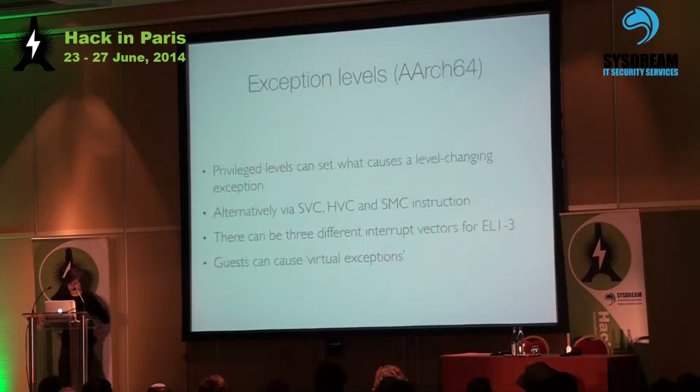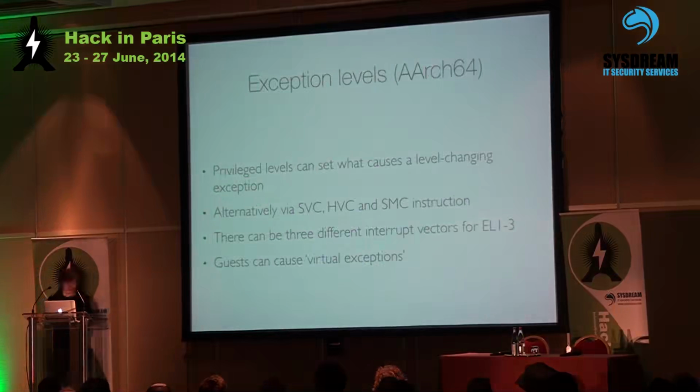Each privilege level, except exception level 0, can set what causes a level change. Basically, you could have a hardware button that causes the CPU to jump into exception level 3, or you could have, as soon as a specific data access happens, your CPU jump to exception level 2, to your hypervisor, for example, to manage direct memory access with hardware or whatever, and so on.